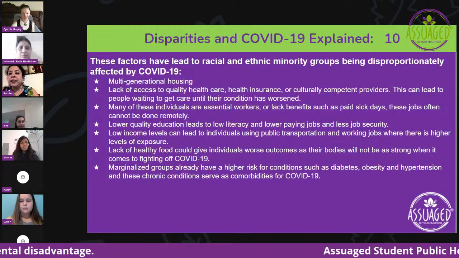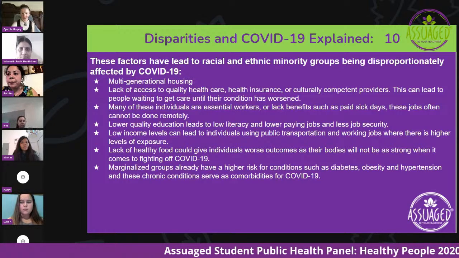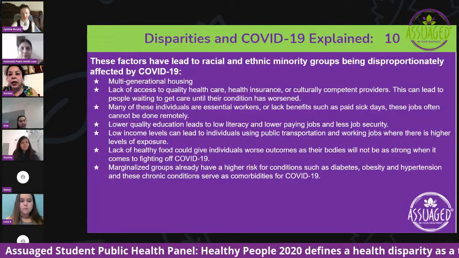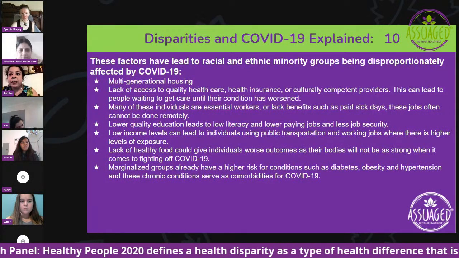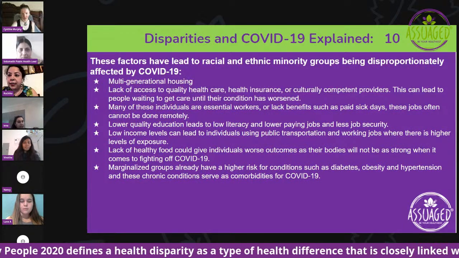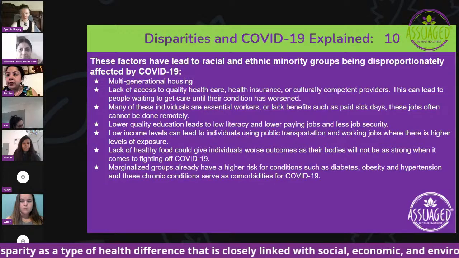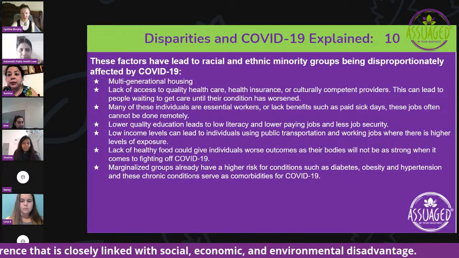Now, these are the factors which lead to racial and ethnic minority groups being disproportionately affected by COVID-19. One is multigenerational housing. That means they are sharing closer space. Then, lack of access to quality health care, health insurance, or culturally competent providers. This can lead to people waiting to get care until their condition has worsened.